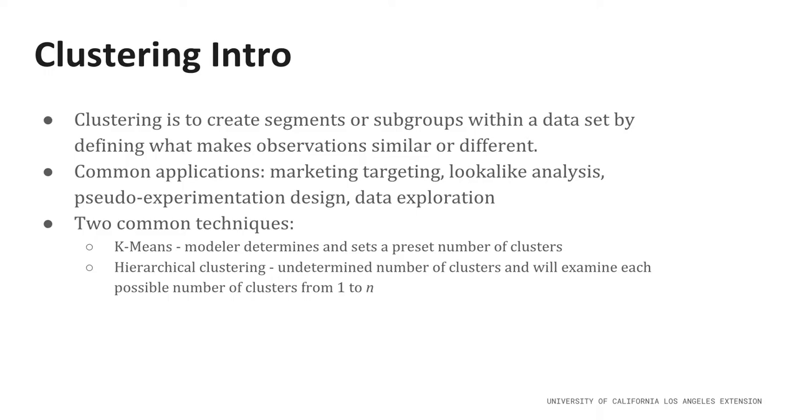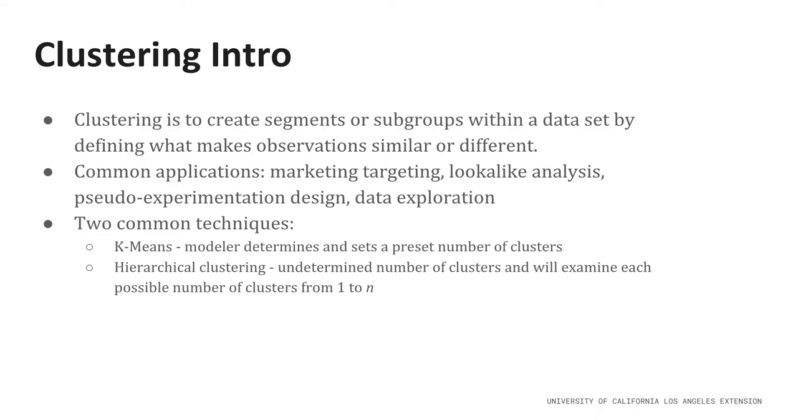Two of the common techniques we'll go over are k-means and hierarchical clustering. The main distinction is that with k-means, as the modeler or machine learning engineer, you have to decide how many clusters you want. That can be a bit of an art. Sometimes there are external factors, like how many sales reps you actually have to deal with customers, or some other external constraint. But from a modeling perspective, how many clusters is determined by you.